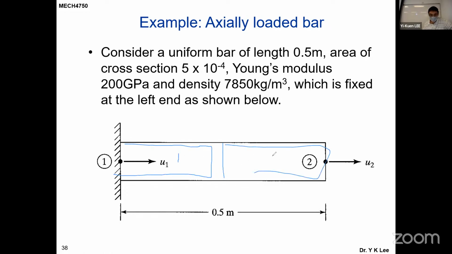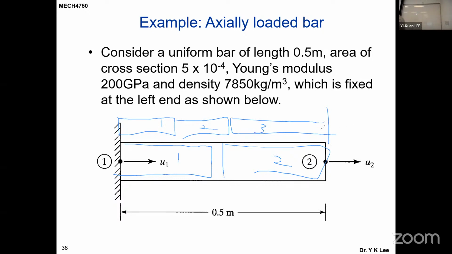Maybe element 1, element 2, or maybe you can have 3 elements, depending on how accurate you want to construct it. So basically, there are infinite possibilities to construct this FEM model. Then the question is, how many elements will be good enough? What do you think? 1 element, 2 elements, 3 elements, or 100 elements? How many?